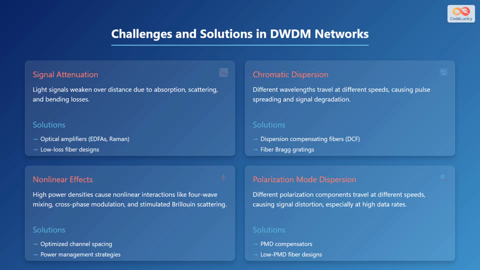Nonlinear effects caused by high power densities are another challenge. Solutions include optimized channel spacing, power management strategies, and advanced modulation formats. Polarization mode dispersion, where different polarization components travel at different speeds, also poses a challenge. Solutions include polarization mode dispersion compensators, low PMD fiber designs, and forward error correction.